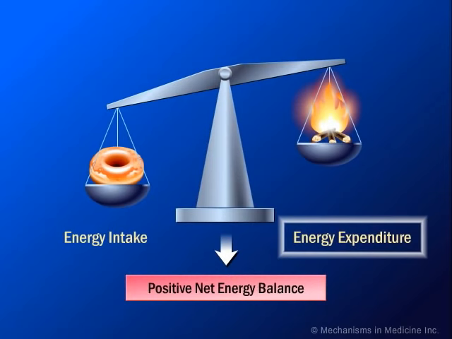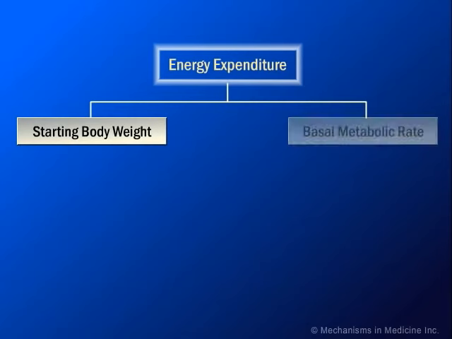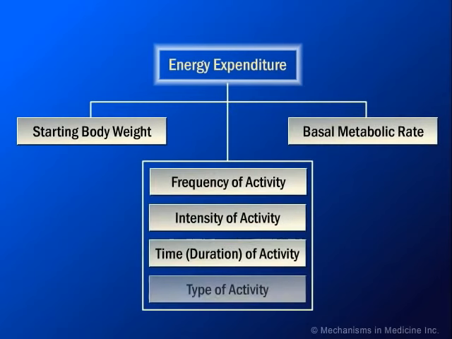If intake exceeds expenditure, then a net positive energy balance occurs. Energy expenditure depends on a number of factors. This includes the starting body weight, the basal metabolic rate, and physical activity. With regard to physical activity, there are several key variables, including the frequency, intensity, duration, and type of activity done.